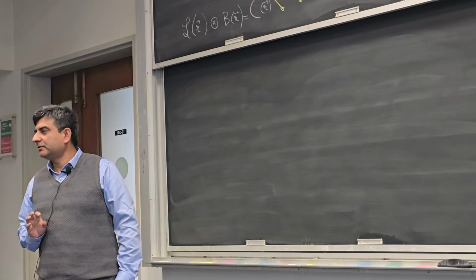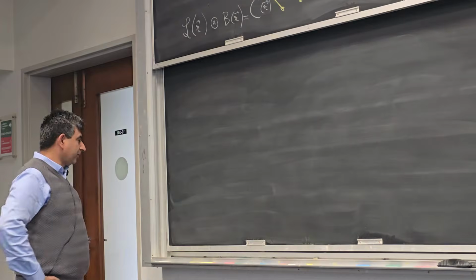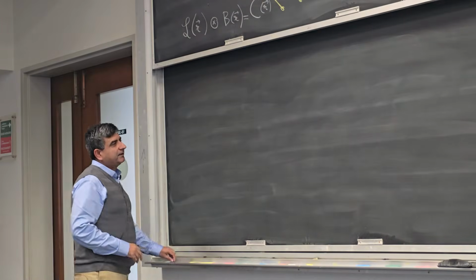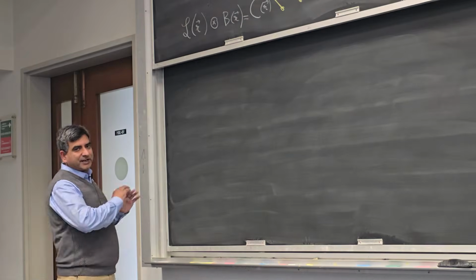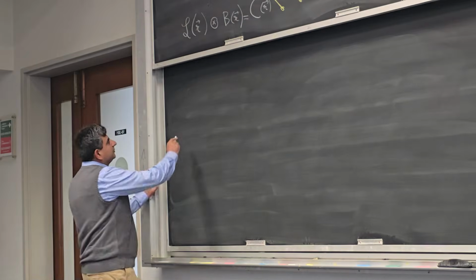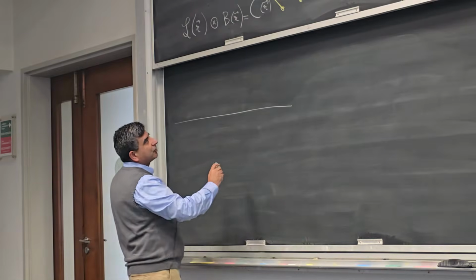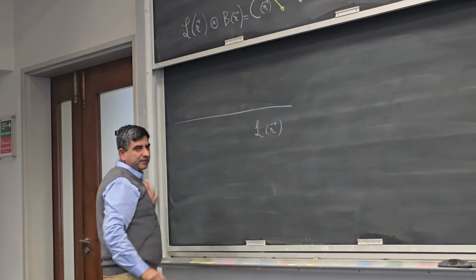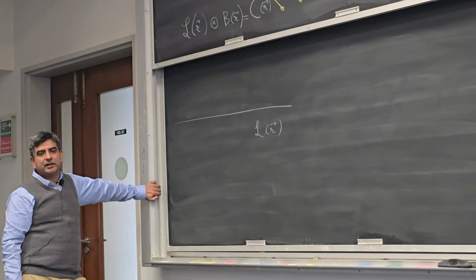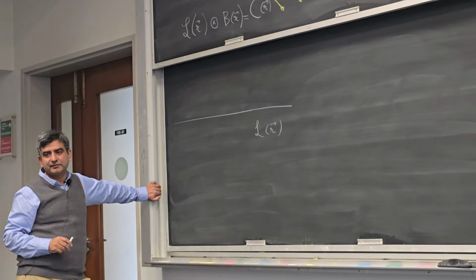Okay, so this is convolution. Let me first describe what convolution looks like graphically. If I have a function, say let's call this function L of R. Now I'm talking about a one-dimensional lattice.